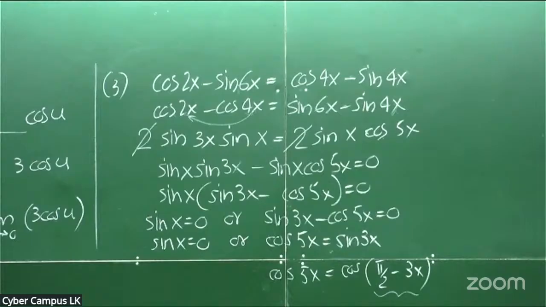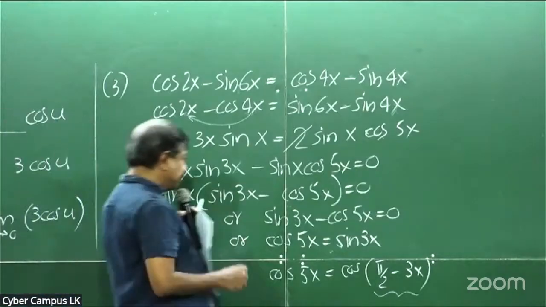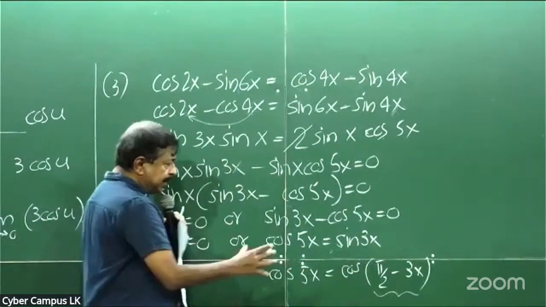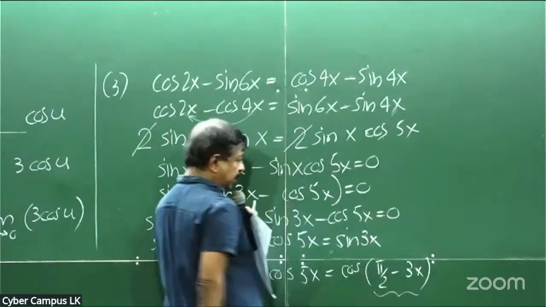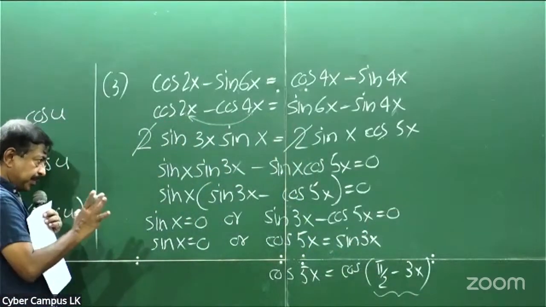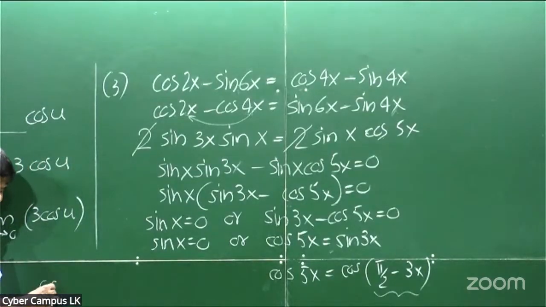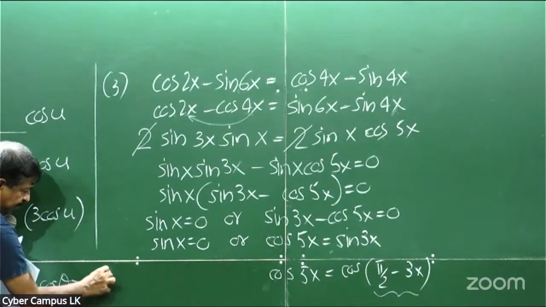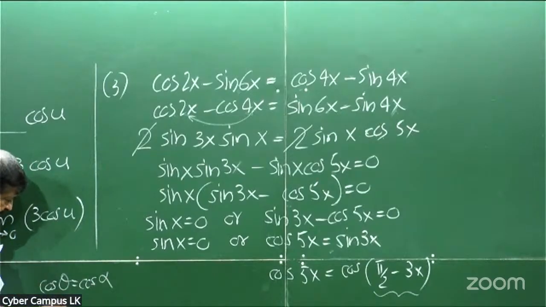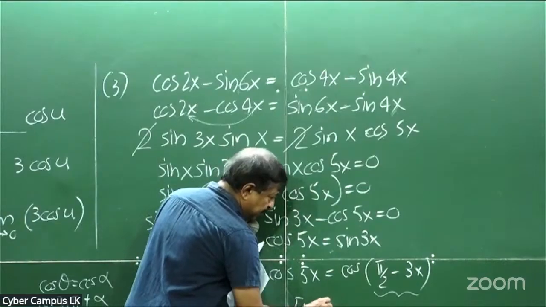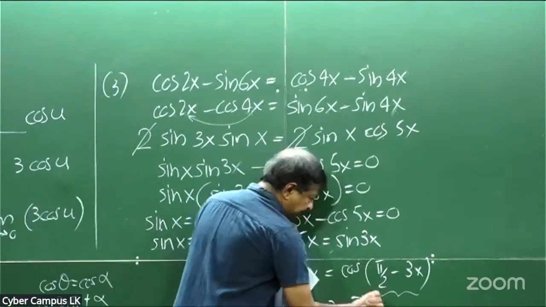Anyway, now this is how you have to do it. Now cos 5x is equal to this. You treat this as a particular solution, like alpha. Like when you have cos theta is equal to cos alpha, you can write this as theta is equal to 2n pi plus or minus alpha. So you do the same thing with this, right? 5x is equal to 2n pi plus or minus.